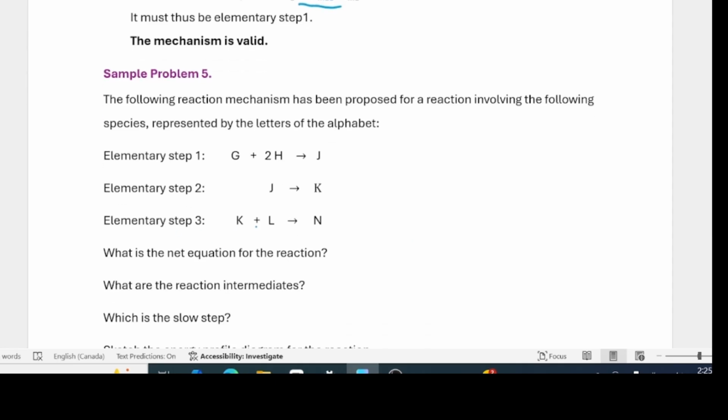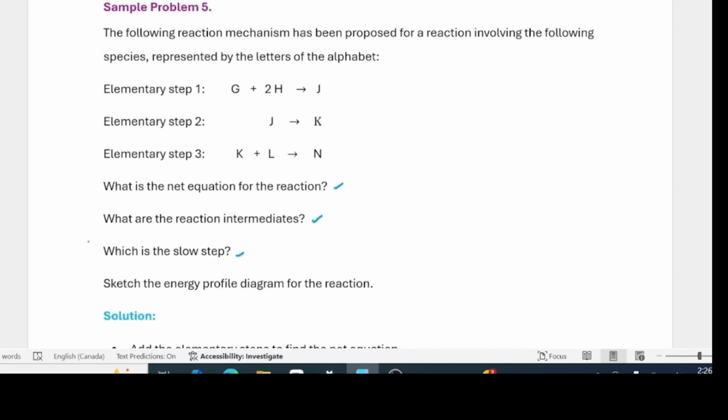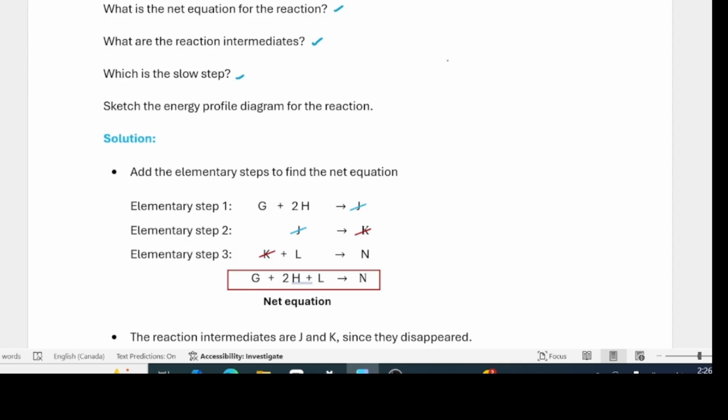So these are 3 elementary steps that constitute a reaction mechanism for a certain reaction. You're asked to find what is the net equation for the reaction, which wouldn't be difficult to find. We'll add these up together. What are the reaction intermediates? Those are the things that disappear. Which is the slow step? And you're asked to sketch the energy profile diagram for the reaction. Adding all of those together, let's see how they did that.